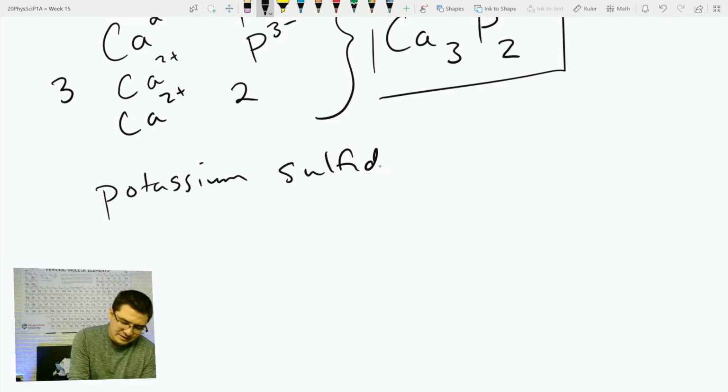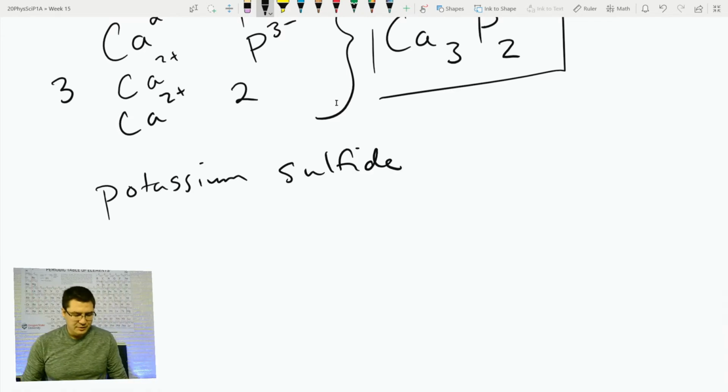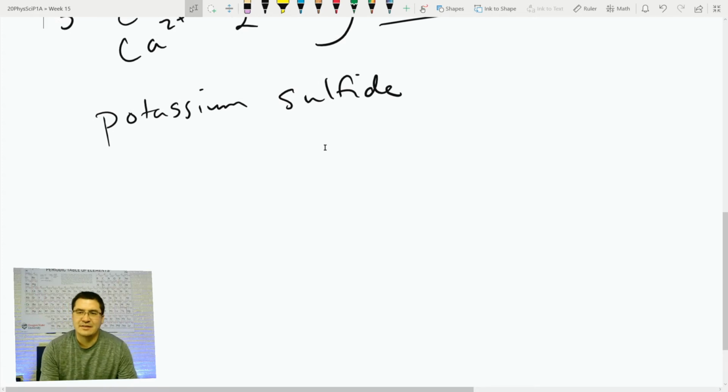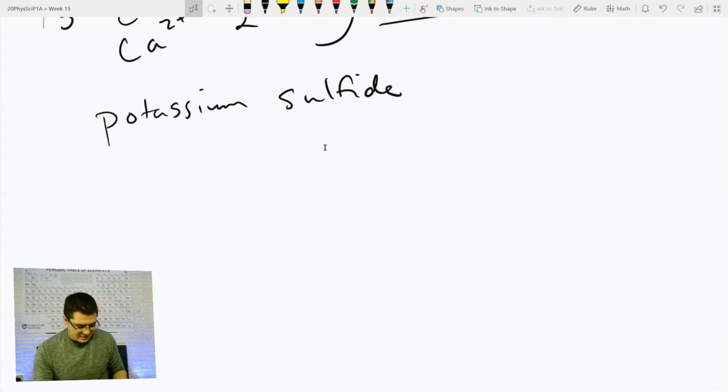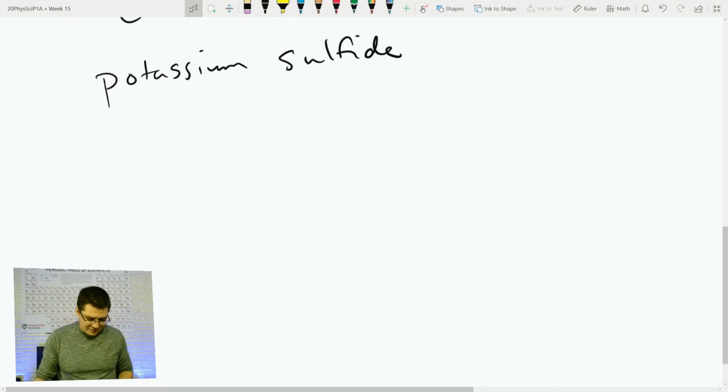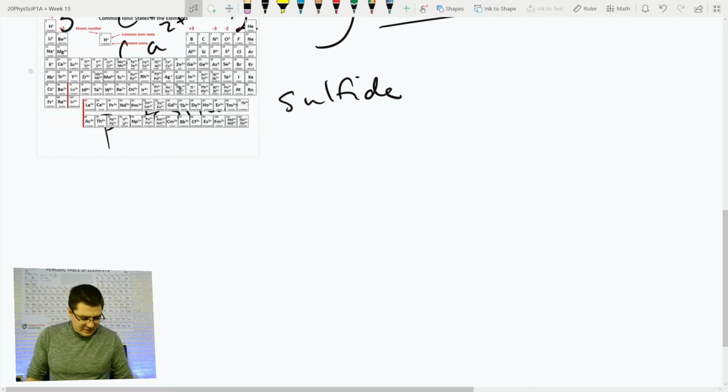Or we could try one with potassium sulfide. And we'll show you where to look these up. You can look up what are called oxidation numbers, or common charges of ions, on this periodic table, and we'll provide you one. Let's see if I can get this.